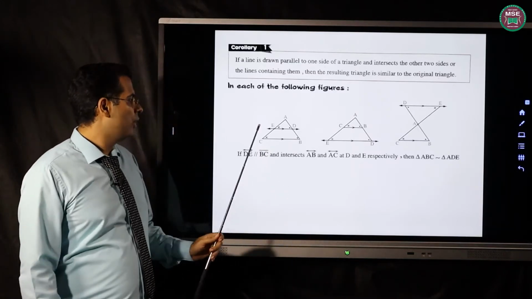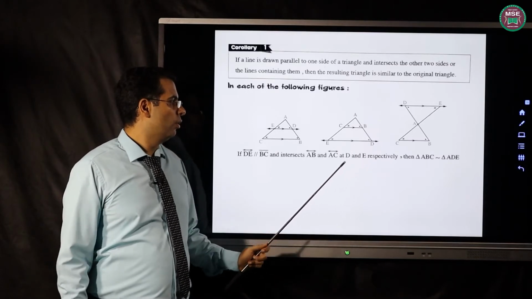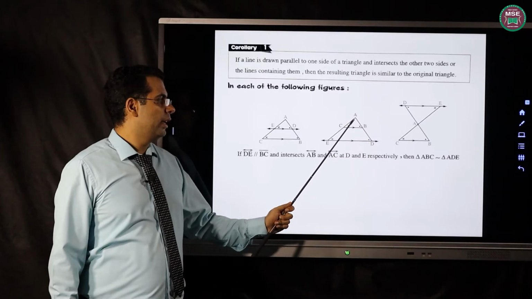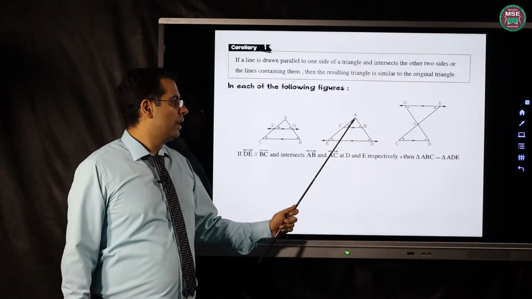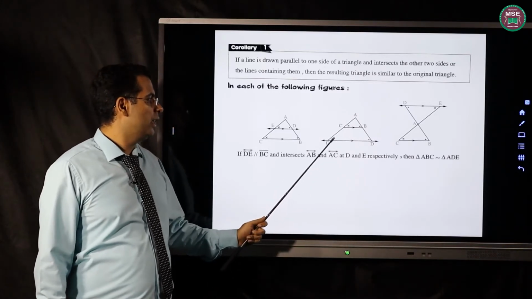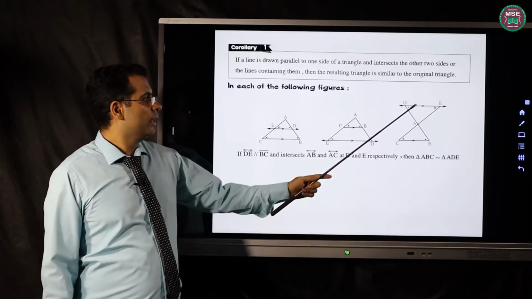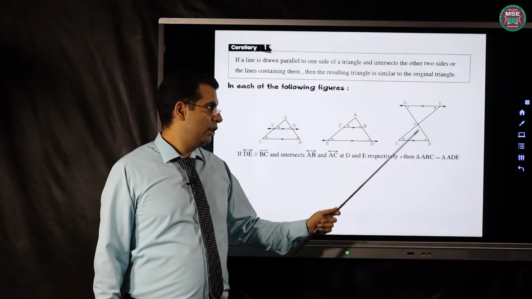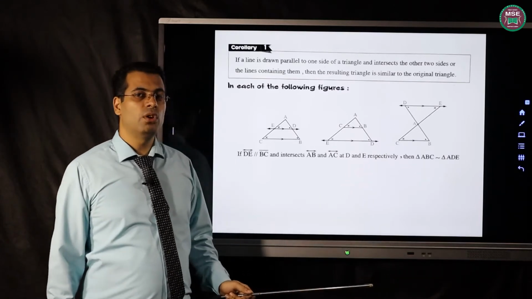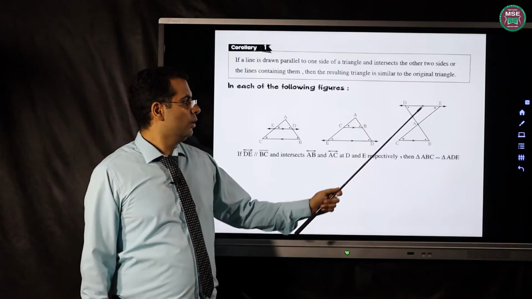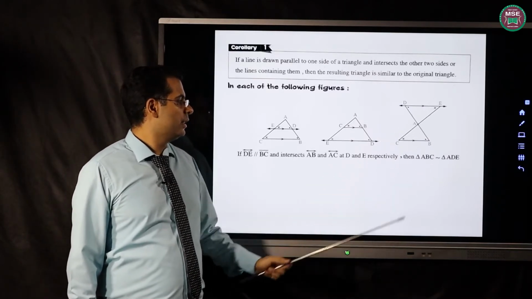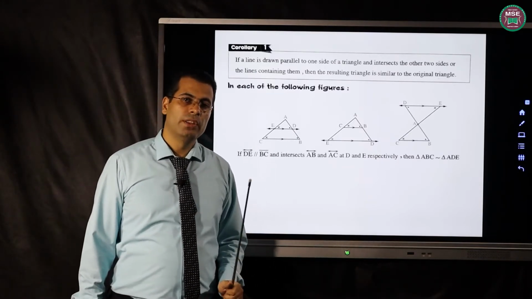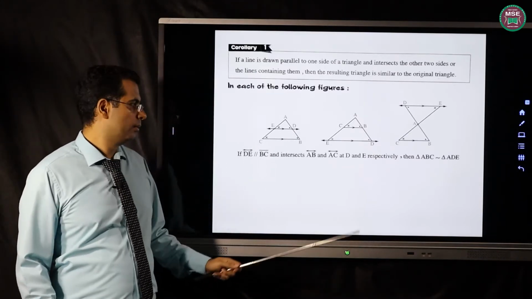Okay? If I draw DE outside the triangle, triangle ABC is also similar to triangle ADE. Angle A is a common angle. D equals ABC, corresponding angles, and E equals ACB. Here, measure of angle E equals C, alternate angles. B equals D, alternate angles. And we have vertically opposite angles, DAE with measure of angle BAC. Therefore, if we have parallel lines inside the triangle, then we have two similar triangles.